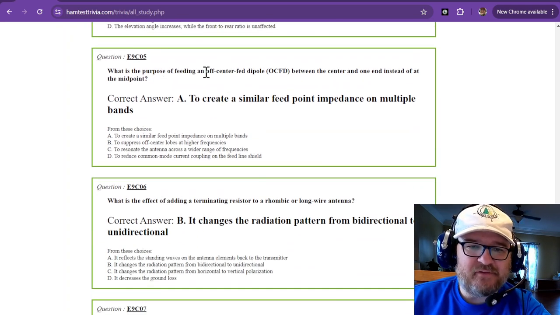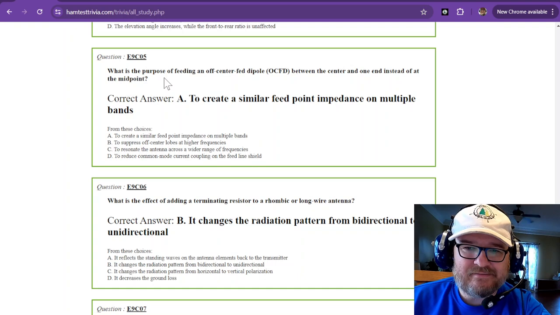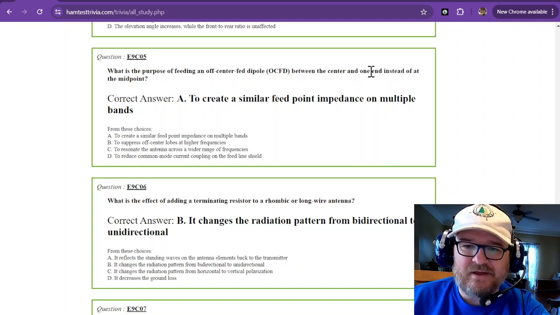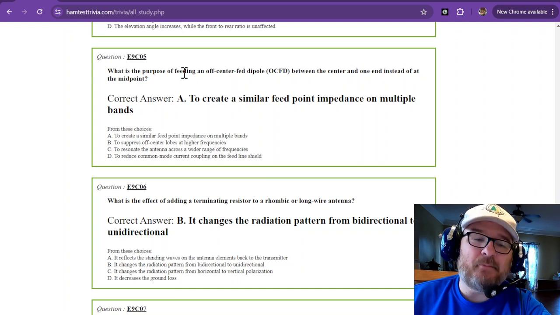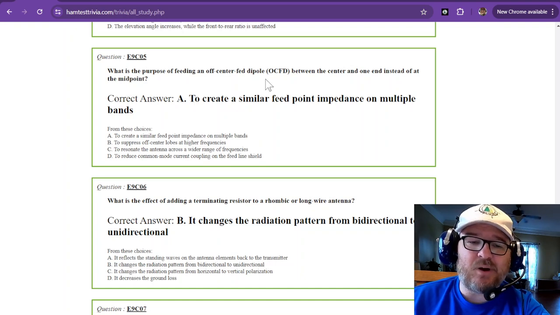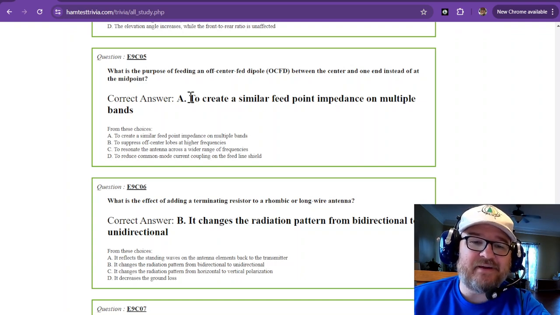What is the purpose of feeding an off-center fed dipole between the center and one end instead of at the midpoint? That is to create a similar feed point impedance on multiple bands. So an OCFD is going to require a tuner of some sort. But that is to create a similar feed point impedance on multiple bands instead of a center-fed dipole, which is good mainly for one band.